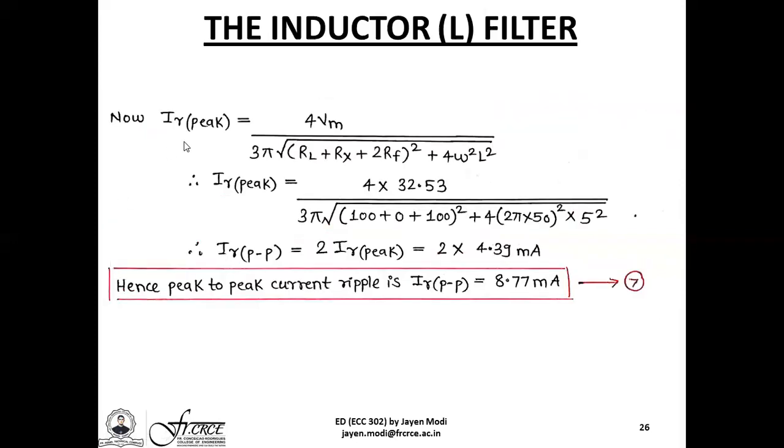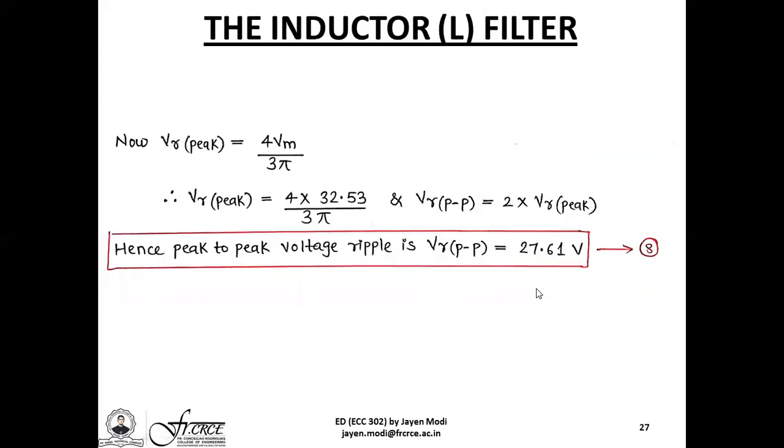We have the peak ripple current given by 4 Vm divided by 3 pi square root of (RL plus Rx plus twice Rf) the whole term square plus 4 times omega square L square. So the peak ripple current is given by 4 into 32.53 divided by 3 pi square root of (100 plus 0 plus 100) the whole term square plus 4 (2 pi f, the same thing) whole term square into 5 square. So we get the answer for IR peak as 4.39 milliamperes. Since we want peak to peak, we have to simply double this value. So we get a peak to peak ripple current as 8.77 milliamperes.